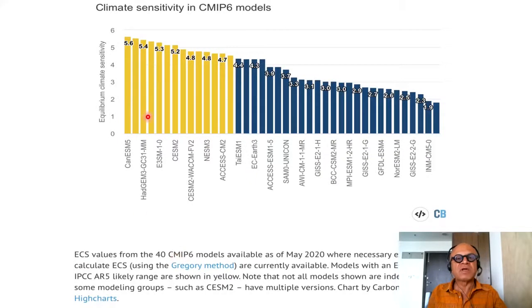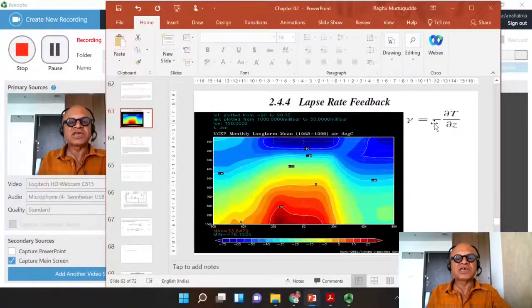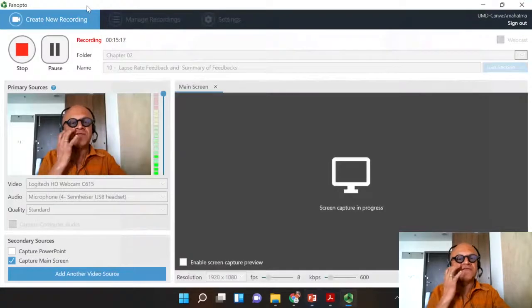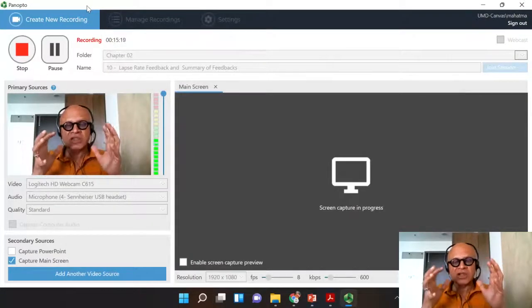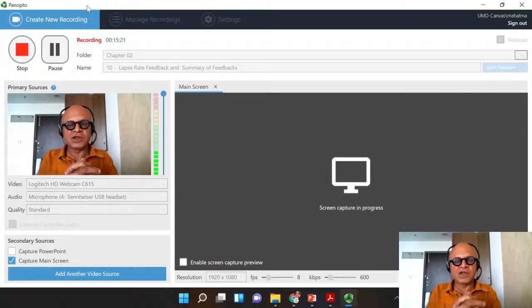This is the equilibrium climate sensitivity from CMIP6 models, and you can see the range is again quite high, from as high as 5.6 down to 1.9 or less. So this is the end of the second chapter, which has lots of information. The crux of the modeling and the issues were touched upon here, but there are many more that remain that we will look at as we go into chapters further down. Okay.